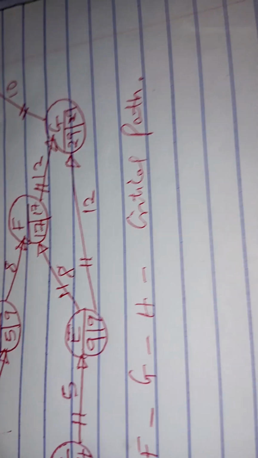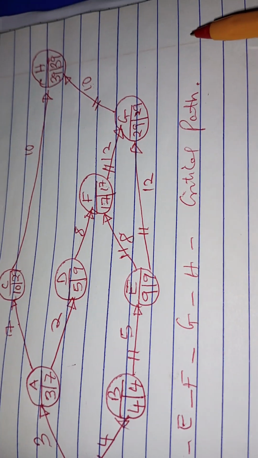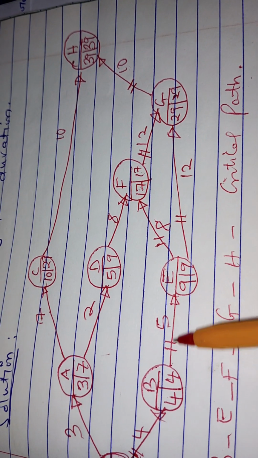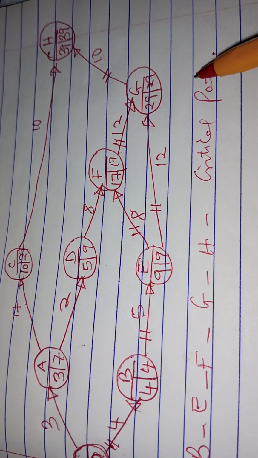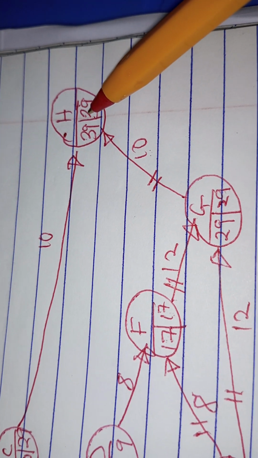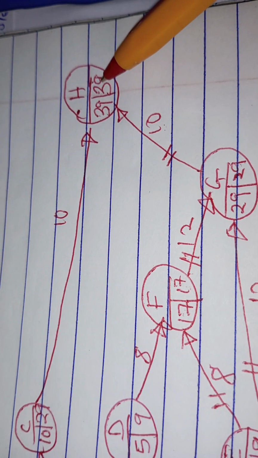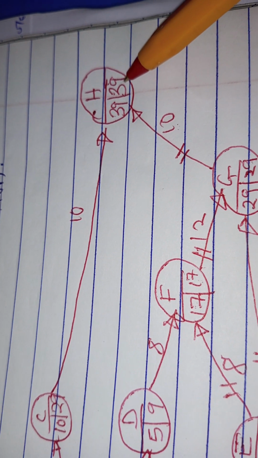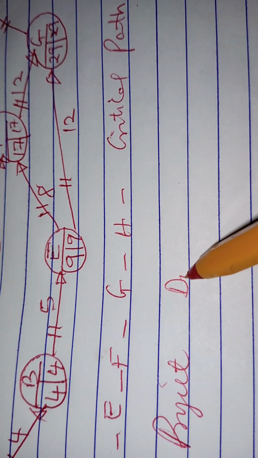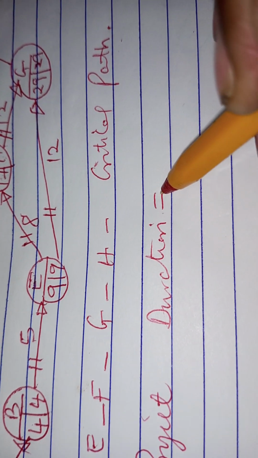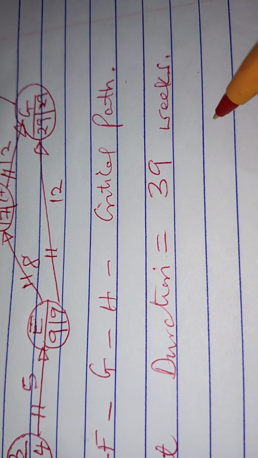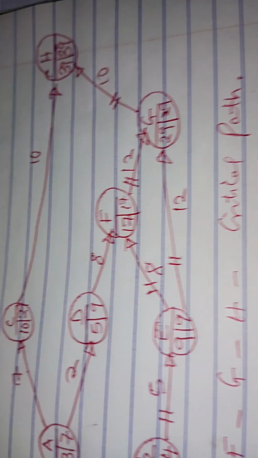The last question is find the project duration. The project duration is given by the longest path from 10, 12, 8, 5, and 4. And that gives us the duration of the project as that 9. When we are stopping the project or finish the project at the activity H, the finished duration will be that 9. So we can say the project duration is given as 39 weeks. 39 weeks, and that is how to draw the network diagram.